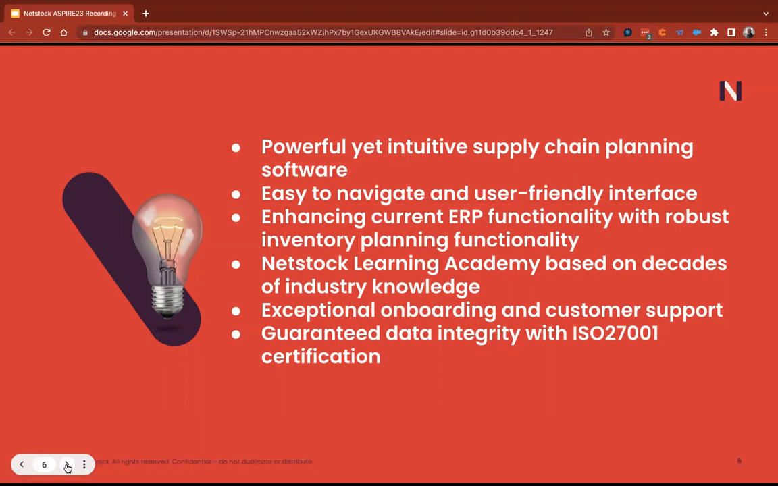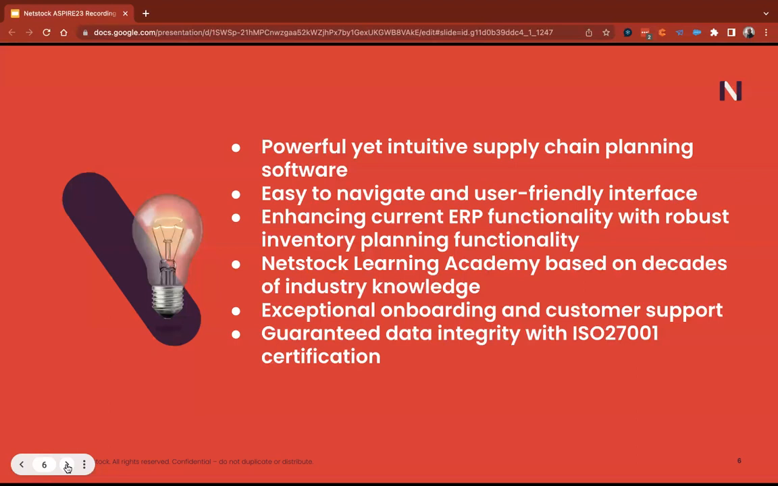We enhance the current functionality in the ERP. We're not replacing anything out of the ERP. We're just enhancing that to be able to get you to plan faster. And then also we can push back to the ERP recommended orders so we can close that loop between the information that we get and the results, the recommended orders that we push back.